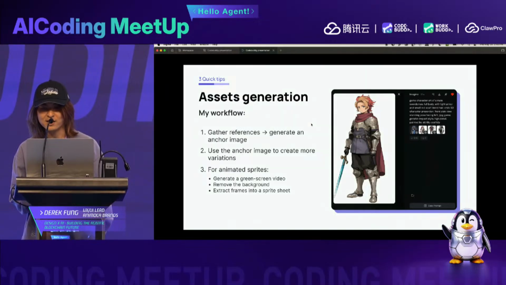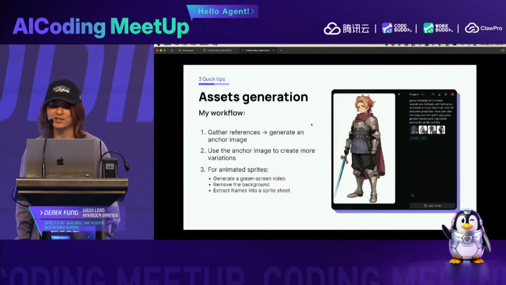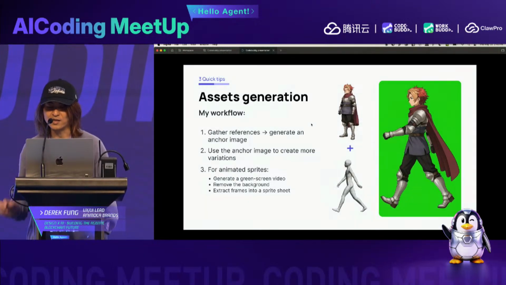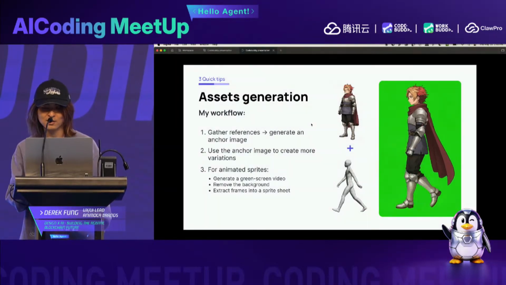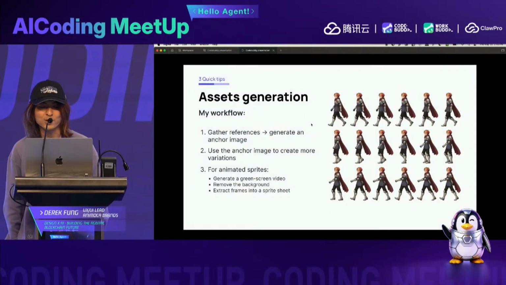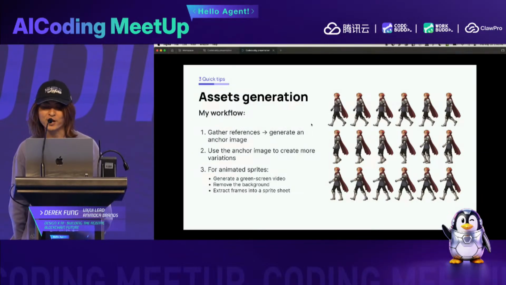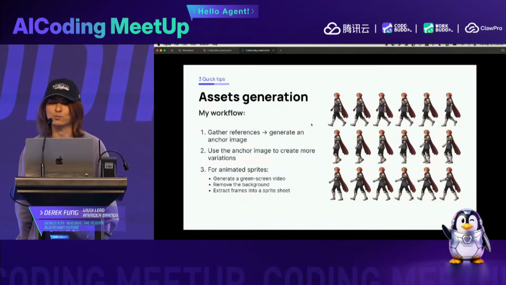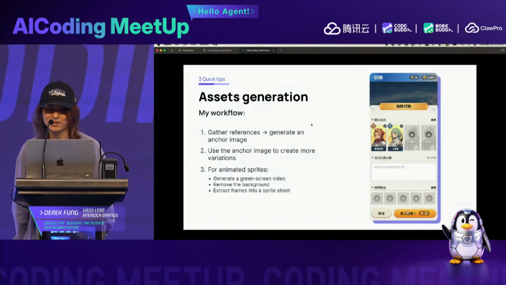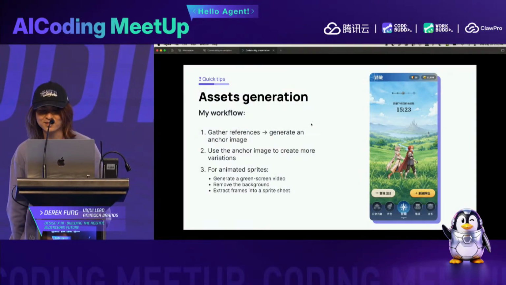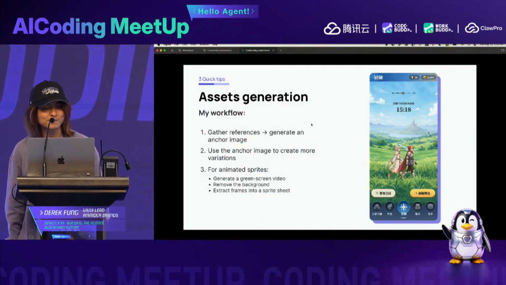As an example, here I try to make a walking simulation for a character. The first step is that I generate the front view of a static character image. And then I turn it into a side view walking animation video. And then I remove the green screen background and extract the frames from that video, turn it into a sprite sheet. And then finally, I import that into the game. And this is how it looks, the walking cycle in an idle expedition game that I'm working on.